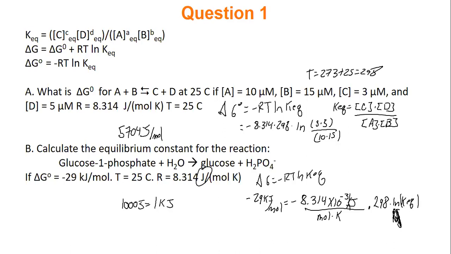And when you do that, you should get ln of KEQ equals 11.7, if that calculation's right. So the way I got that is that 11.7 is taking delta G naught and dividing it by negative RT. So hopefully I did that math right.